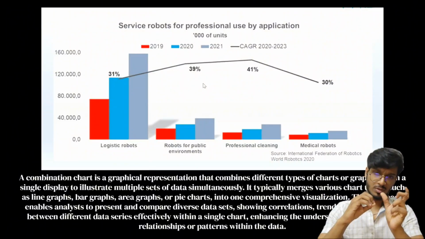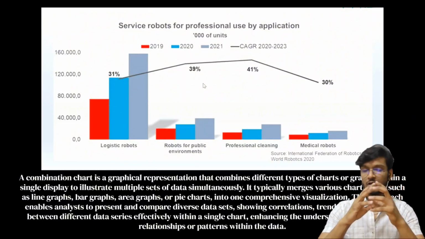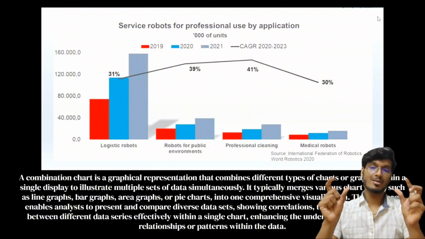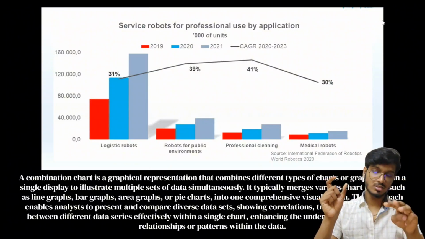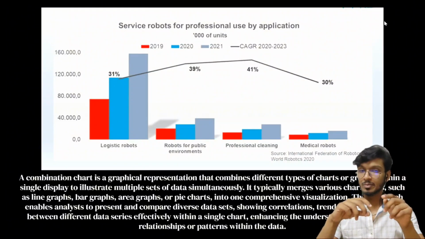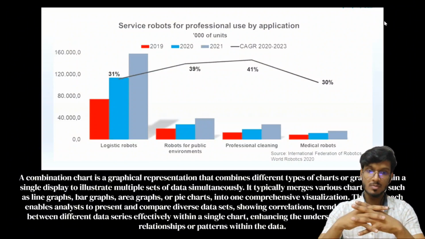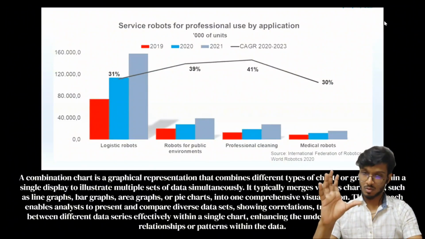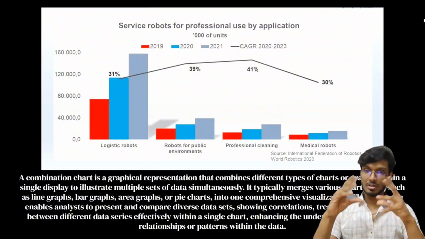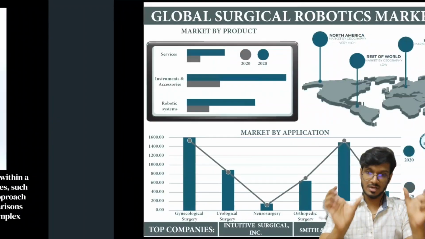It is represented between the years 2020 and 23 in the form of a line chart. Logistic robots have a cumulative annual growth rate over those 3 years of 31%. In the same way, robotics for public environments 39%, professional cleaning 41%, medical robots 30%. Next, this is an overall view of a combination chart. Then we're going to talk about the global surgical robotics market.